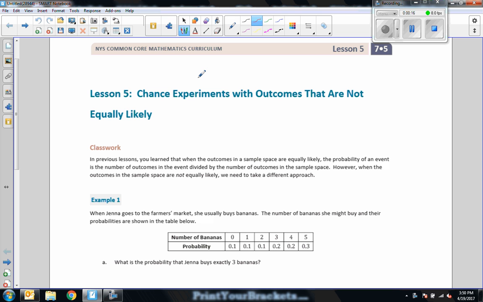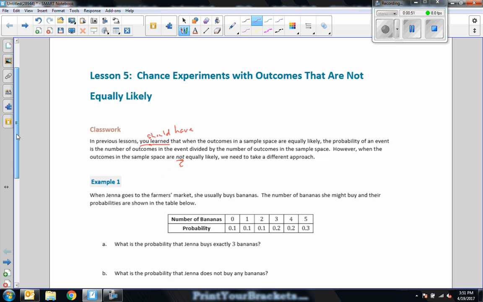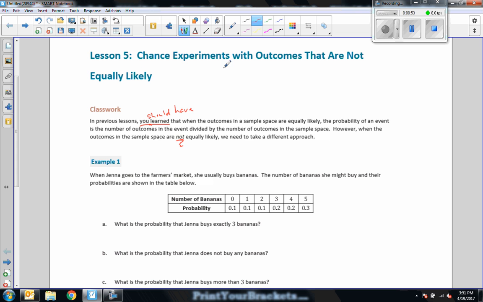Okay, here's the classwork. In previous lessons, you should have learned that when the outcomes in a sample space are equally likely, the probability of an event is the number of outcomes in the event divided by the number of outcomes in the sample space. However, when the outcomes in the sample space are not equally likely, we need to take a different approach. And that, my friends, is chance experiments with outcomes that are not equally likely.